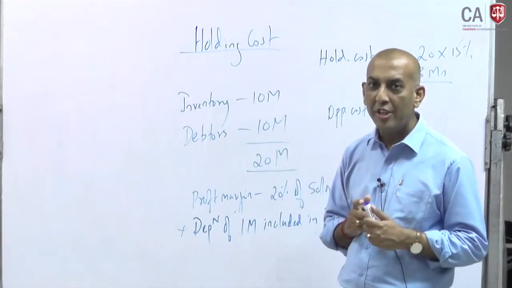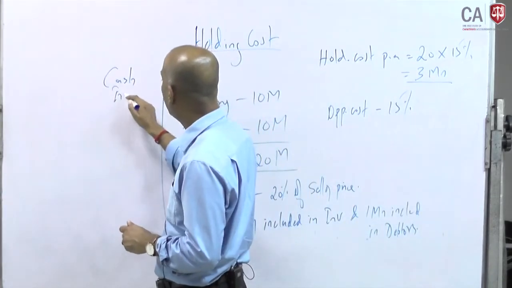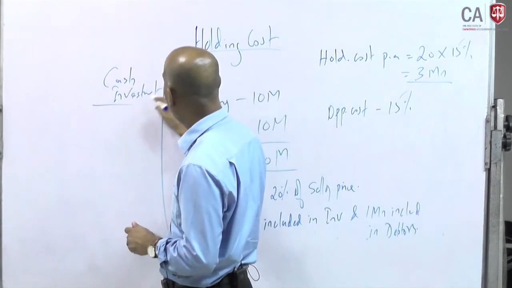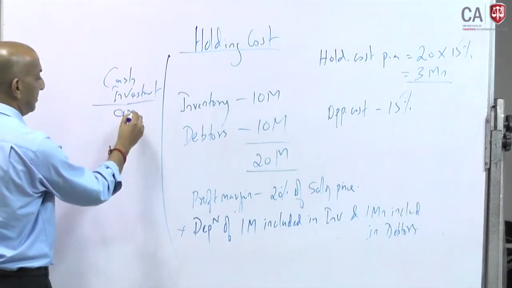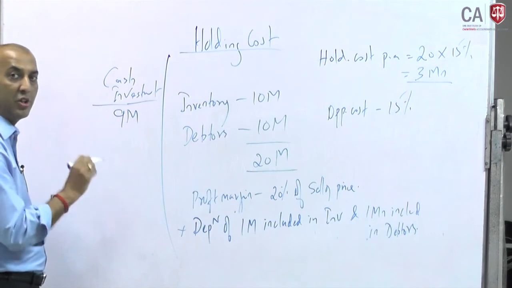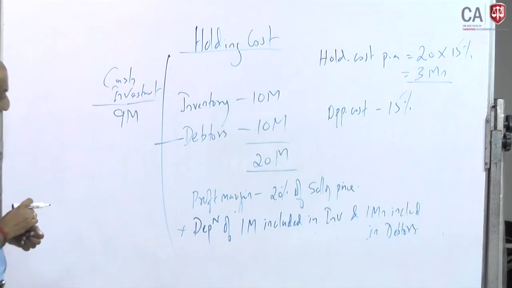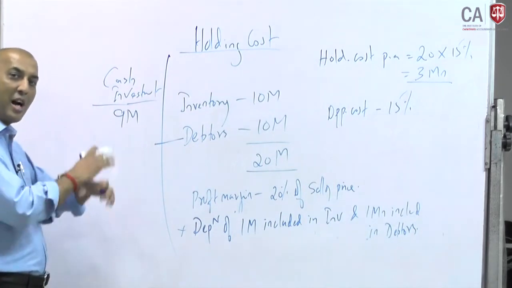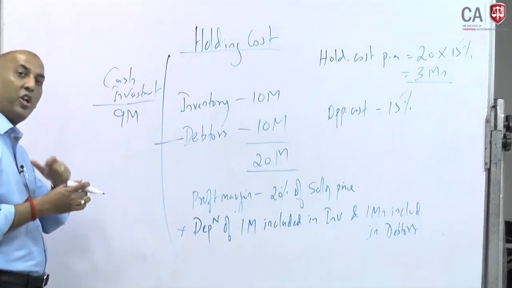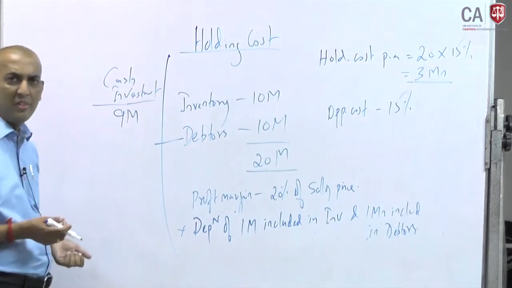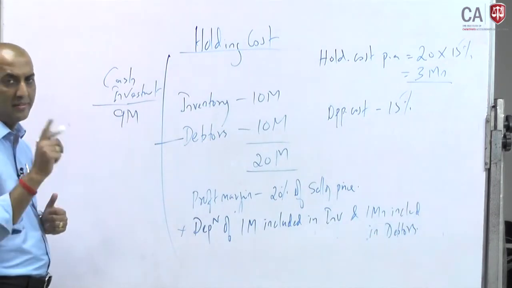So actually, how much have I put into inventory? Not 10 million. If you take cash investment, for inventory of 10 million I have put only 9 million. 1 million is depreciation only. Debtors, I have 10 million outstanding. In my accounting or my costing, I have included 1 million depreciation as part of this 10 million, which is a non-cash item, no cash was invested. So I have to understand 10 million includes 1 million depreciation.